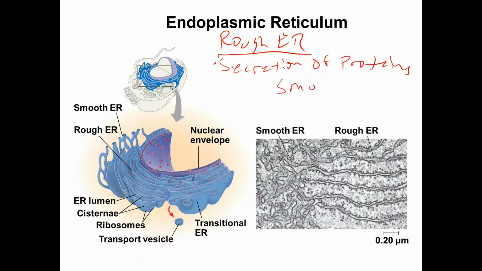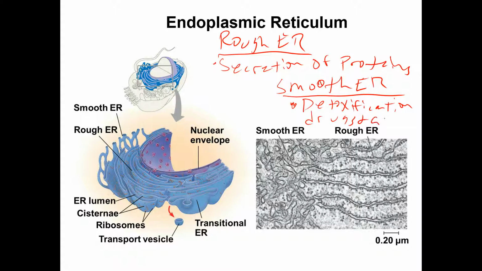The smooth ER doesn't have any ribosomes that stud its surface, so it's smooth. It's involved in basically detoxification of things like drugs and alcohol, as well as storage of calcium ions.